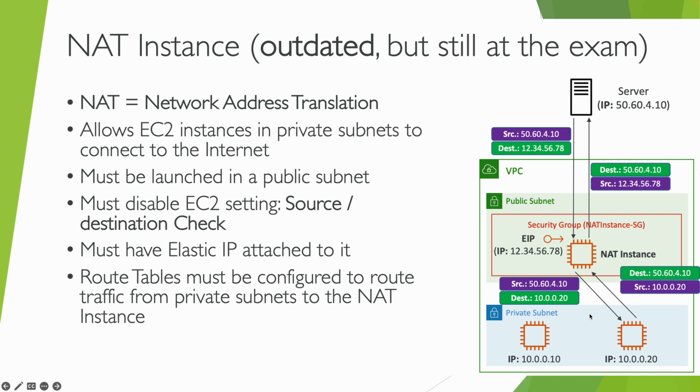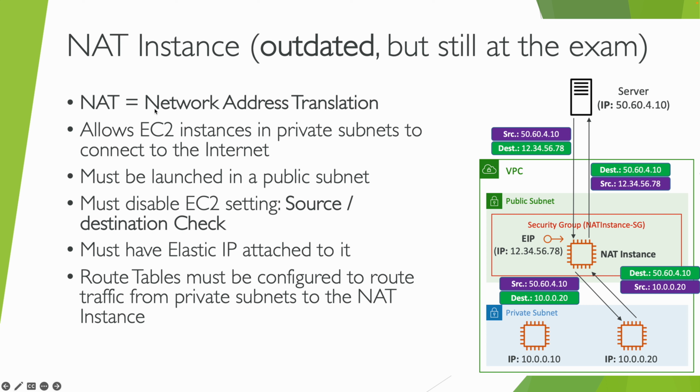It will not send directly to the private instance. The response will be sent to the NAT instance. From this NAT instance, the source is still the same server response, and the destination will be changed to this private IP. So this is something like translating the IP address. It is not giving the original IP address of this private instance. It is translating the IP and sending it to the server.